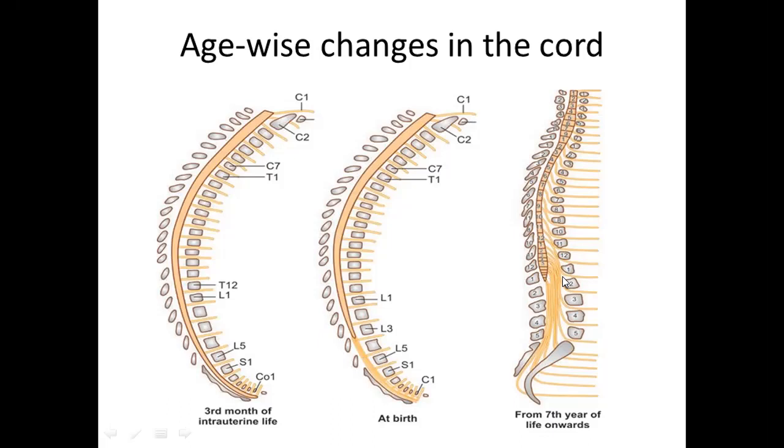Again, in the third month of intrauterine life, the spinal cord fully occupies the vertebral canal, as a result of the rapid growth of the bone compared to the nervous tissue. The spinal cord at birth ends at the third lumbar vertebra. With further development, in adults, or beyond the age of 70 years, the spinal cord ends at the lower border of the first lumbar vertebra.